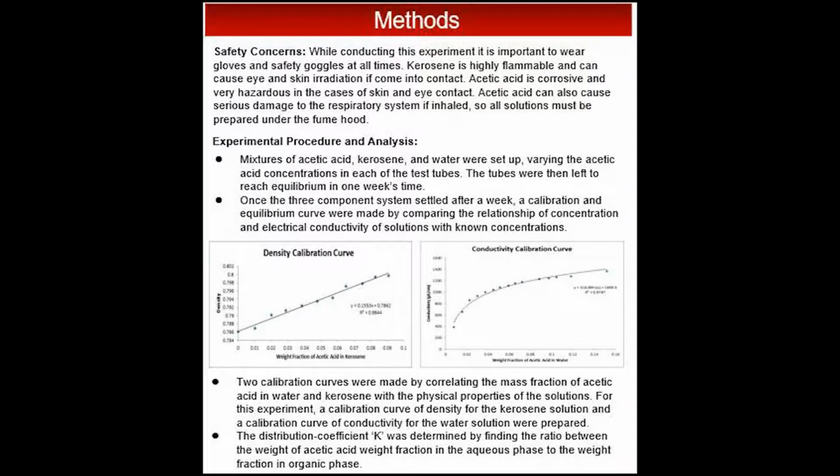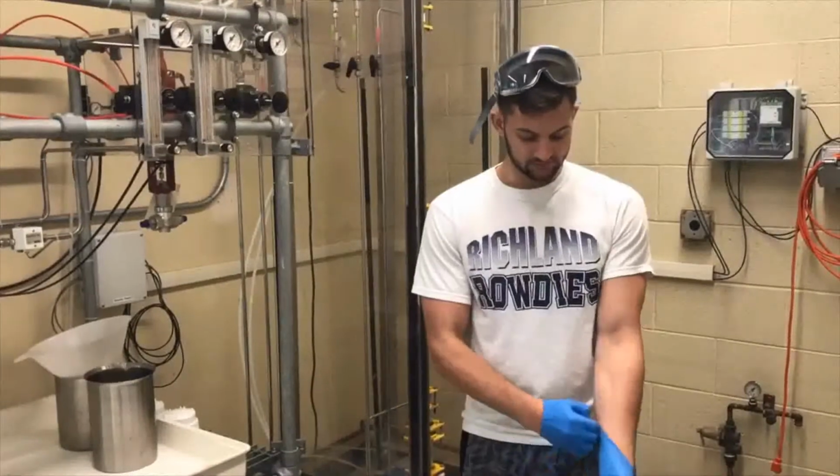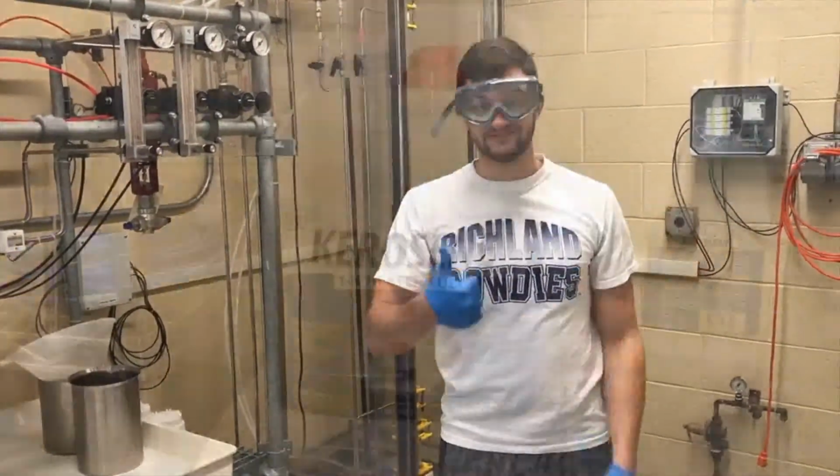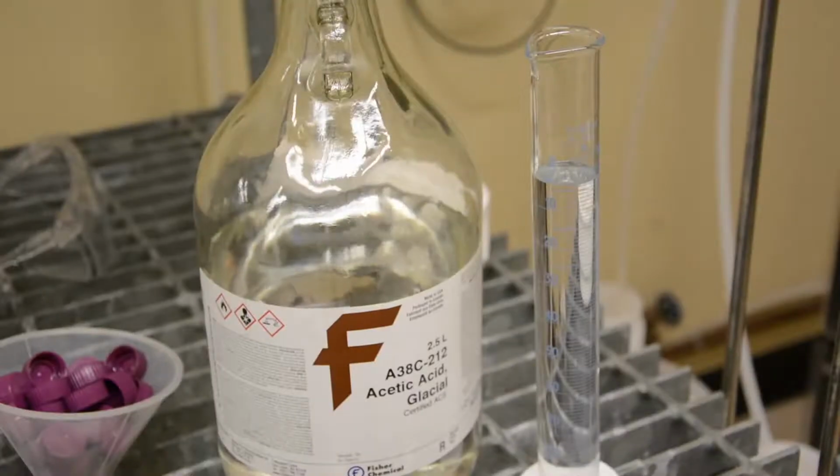Now we will go into the methods and procedures behind this process, but before we can do that, the safety concerns that are inherent with this process must be addressed. Apply gloves and goggles to prevent spill hazards. The three species utilized were kerosene, water, and acetic acid.